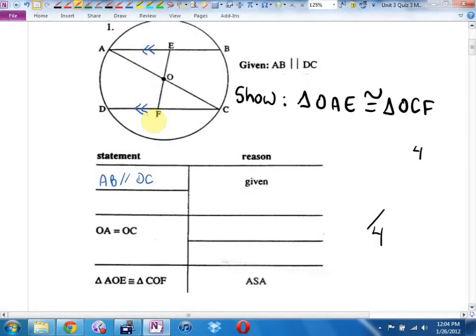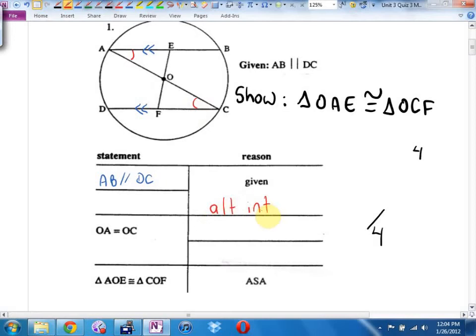What do I now know because those two lines are parallel? Now that I know those two lines are parallel, Taylor, I see a Z, which makes me think that's what they want me to write here. Not sure, but I think so. So I'm going to say this angle and this angle are the same. Why are they the same? What reason? So that's my reason. Half mark for that.